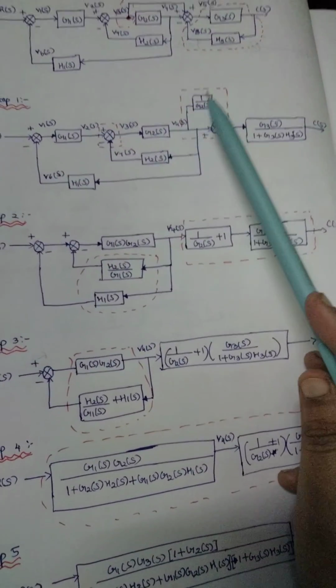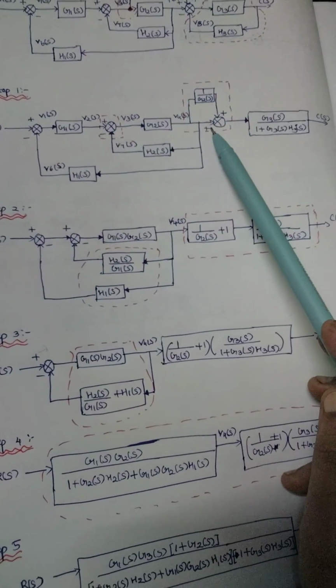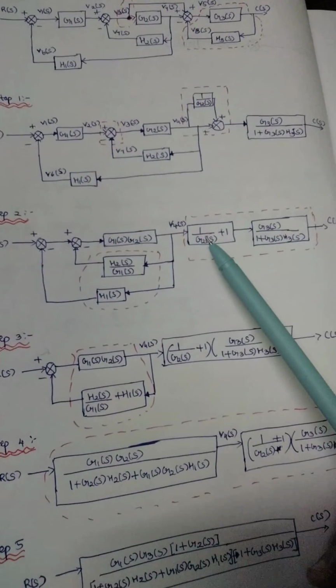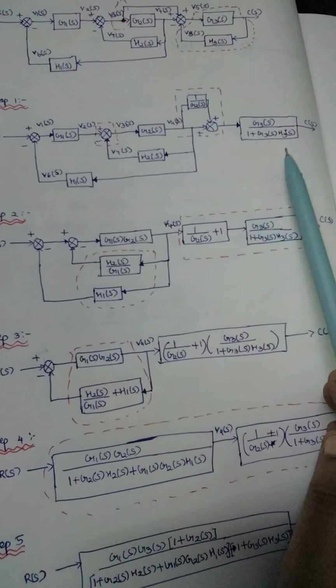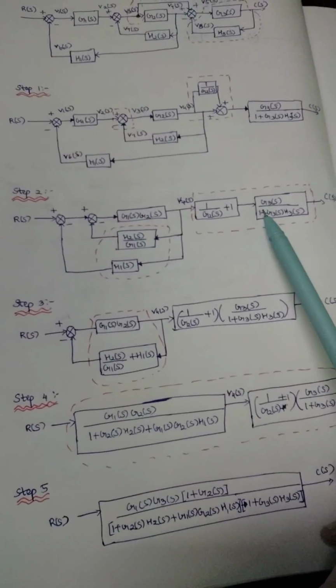Okay, then what is here? 1 by G2 of S parallel 1. So in parallel, it will be added: 1 by G2 of S plus 1, and the summer will be eliminated. So these two are again in series, so it will be multiplied in the next step.